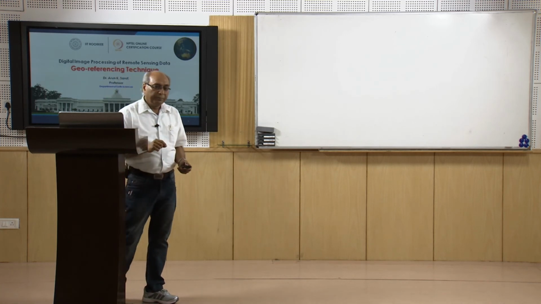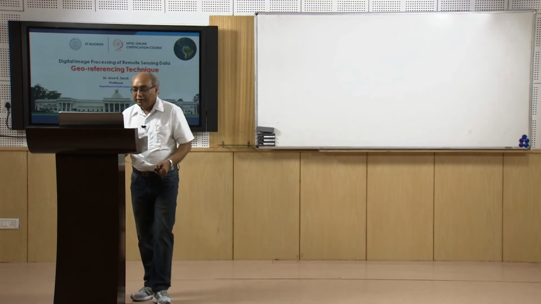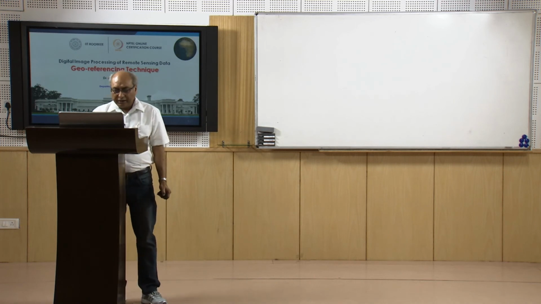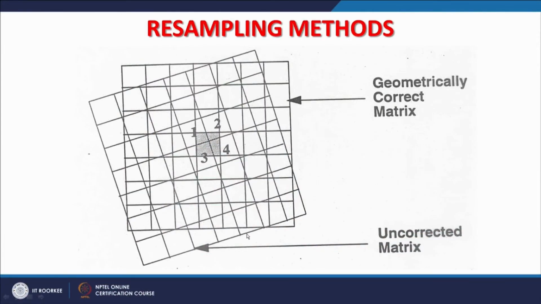Now the third and final step in georeferencing is the resampling method. In this schematic, the master image is in the background and the rotated one is the raw image. It is shown in the form of a matrix because we are handling raster data, so this is a two-dimensional matrix. Here the target is the shaded one. If you see the overlap here, there are pixel 1, pixel 2, pixel 3 and pixel 4.